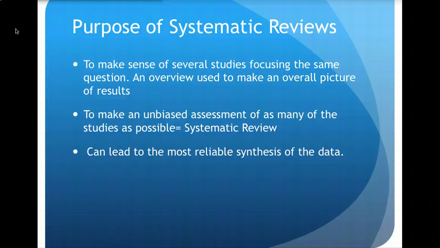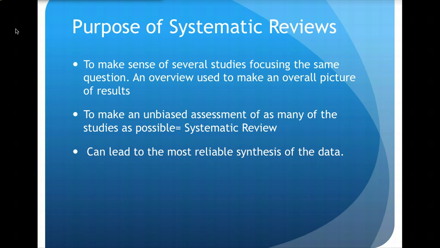First and foremost, let's talk about the purpose of a systematic review. The purpose of a systematic review is to make sense of multiple articles focusing on the same question. It's an overview used to make an overall picture of results. Now, I know on my slide it says several studies, but it doesn't just have to be 3 specific studies. The point I'm trying to make is that you can look at a range of studies that are focusing on one question, pull them together, and complete a systematic review to make an overall picture.